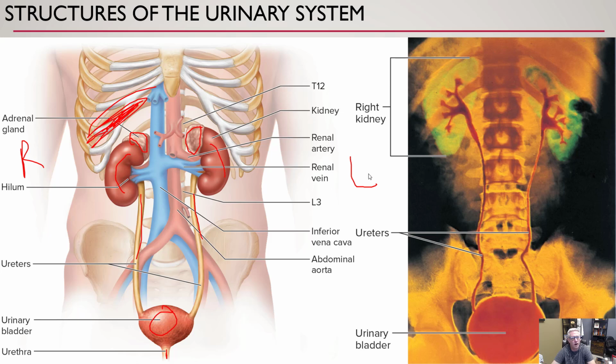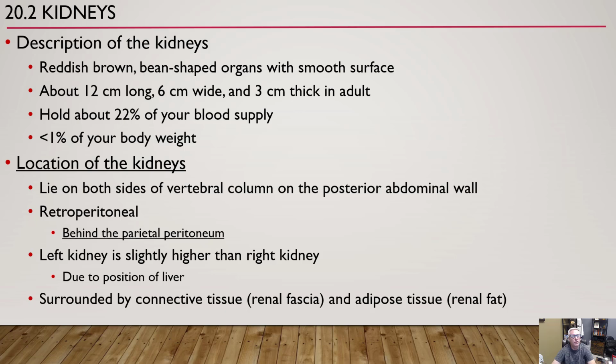All right. So kidneys, they're reddish brown in color. They're kind of bean shaped. That's why we call them kidney beans if you eat the beans. They hold about 22% of your blood supply, and they constitute less than 1% of your body weight. So they actually hold a lot of your blood compared to your total body weight.